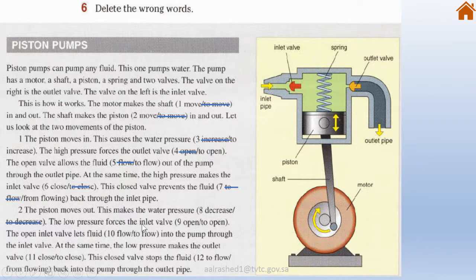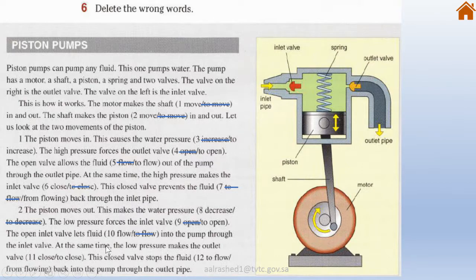The pressure forces the inlet valve to open. So forces is like force. Okay, we crossed the one without to. So the correct one is the one with to. The open inlet valve lets fluid flow. So we have lets. Okay, choose the one with flow without the preposition, into the pump through the inlet valve.